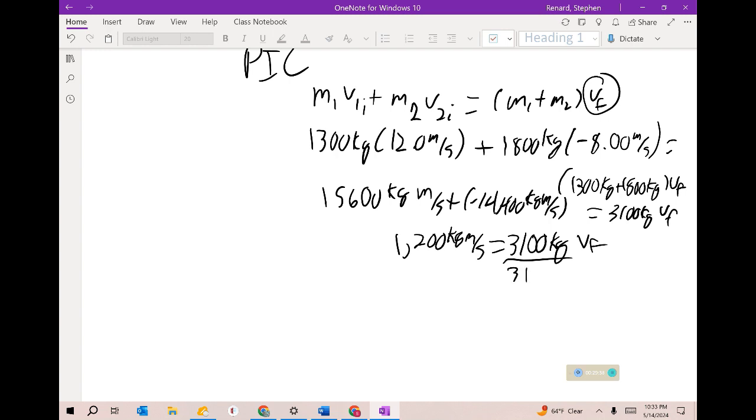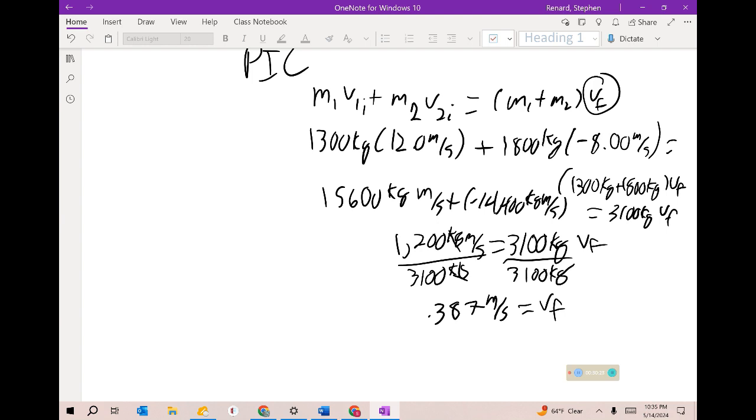We're going to divide by 3,100 kilograms, which is the combined mass of both of them. So we take 15,600 minus 14,400 and divide that by 3,100, which gives us 0.38. Okay, how many sig figs do we get here? 0.387 meters per second. Notice that's a positive number, so we know that's going to the right. So that's our final velocity.